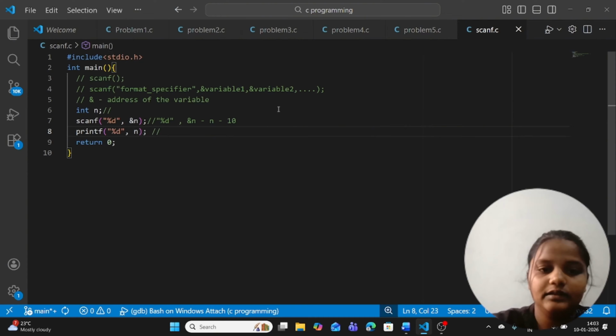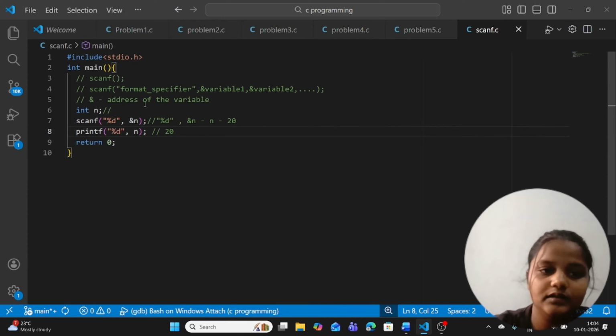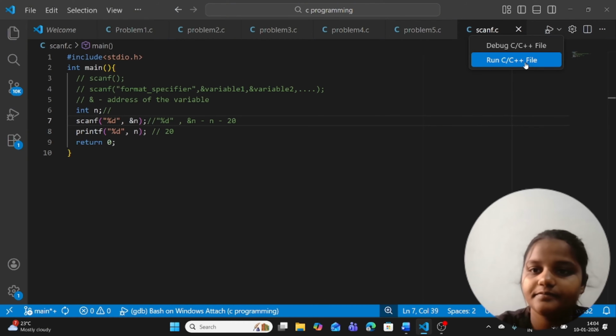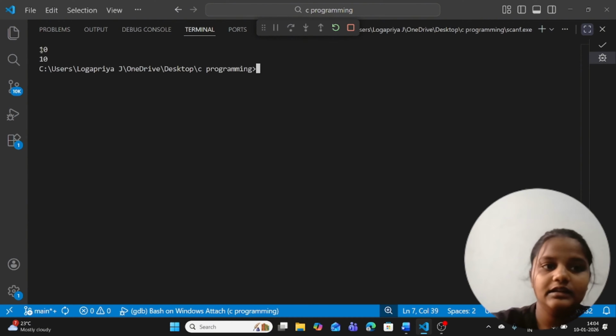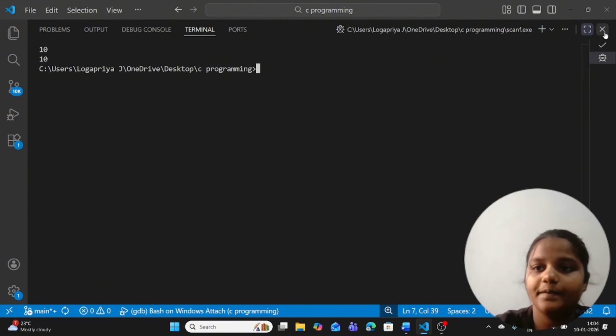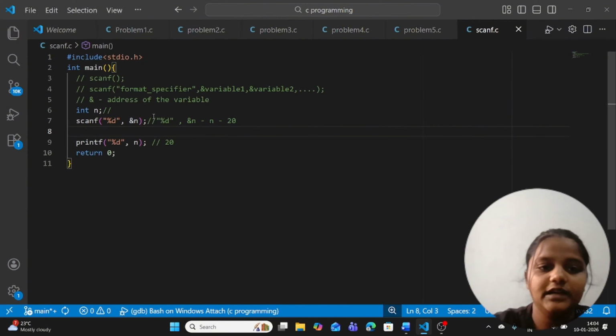So what will it print? If for my n I give 20, it will print 20. Let's run this. The cursor is asking for input. Now I give 10, then press enter. The 10 is printed, right?